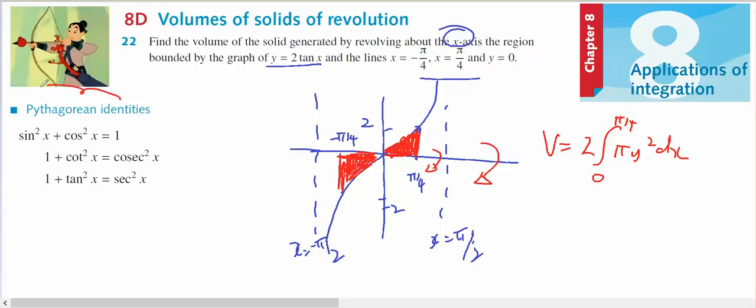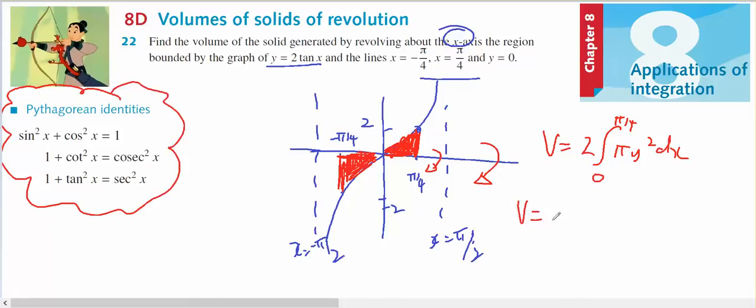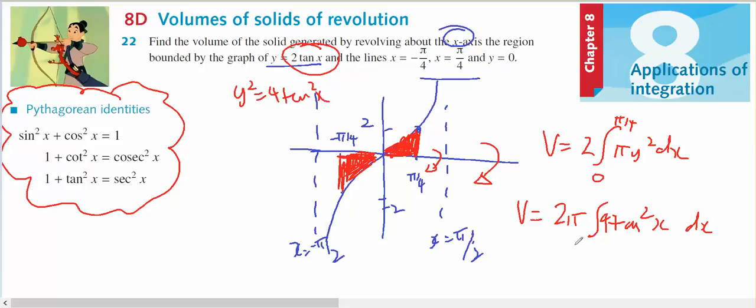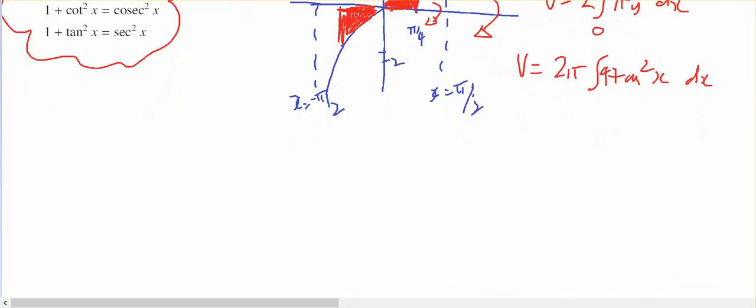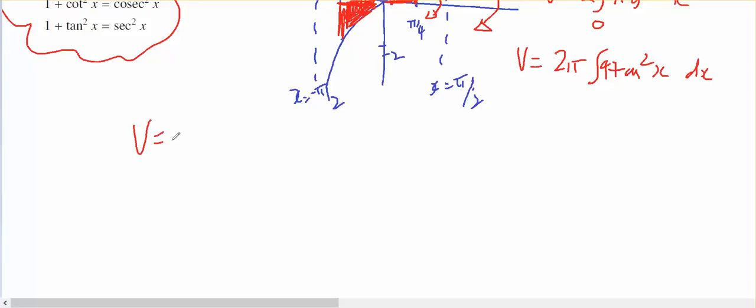Now I'm looking over here because when I substitute this, I'm going to get volume equals 2 pi, the integral of 4 tan squared of x dx, because I need to square this. So y squared will be 4 tan squared of x. So I've got volume equals 8 pi integral of tan squared x dx.